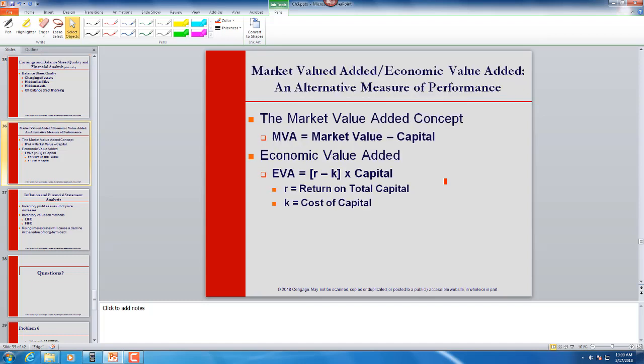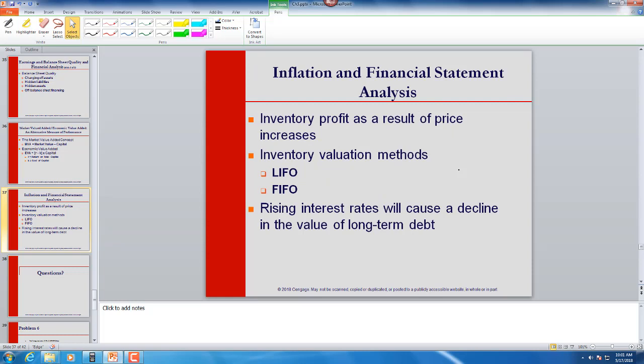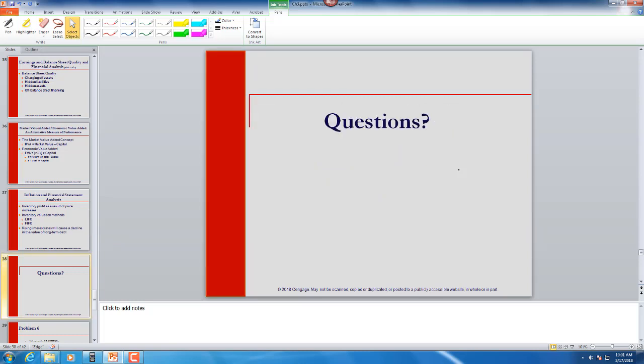All right, these are the other things. Market value added, economic value added. You can read from the textbook about this. Basically, these are concepts that were created by Stern Stewart. Market value is basically how much the company increased in value over a period of time. Let's do a few problems here, and we can call it a day.